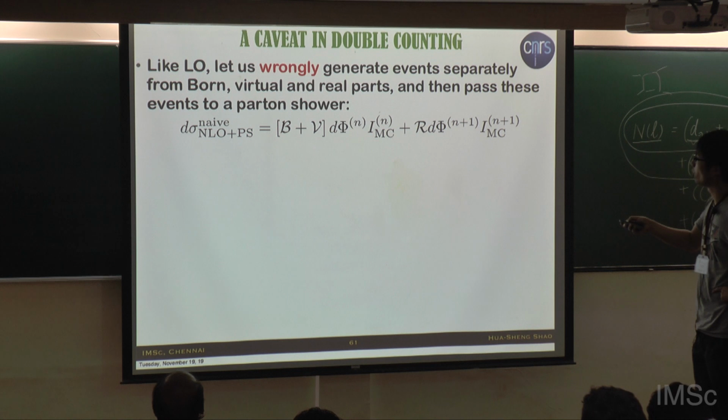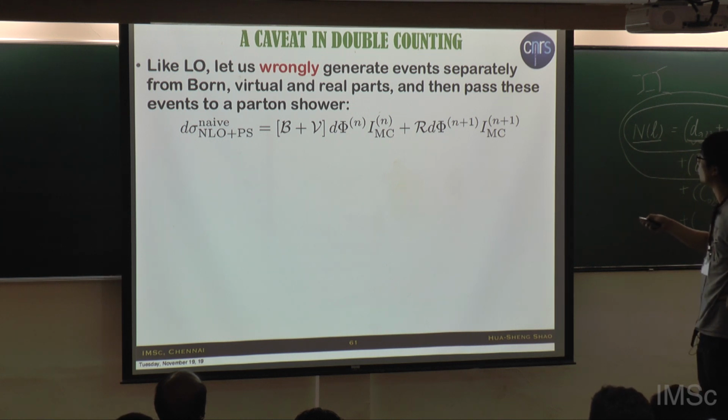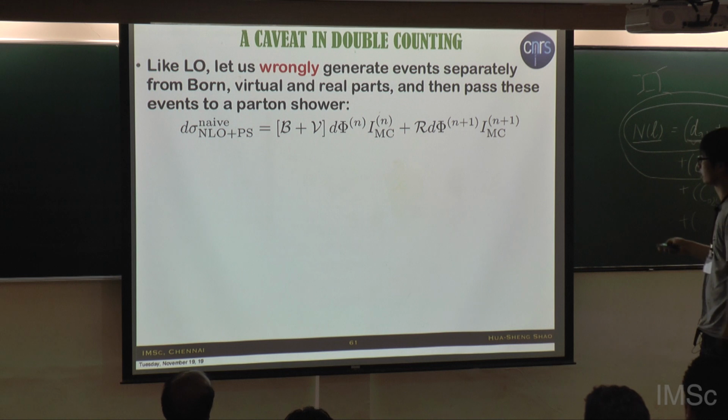So you have a Born, virtual, and then n-body phase space integration. You generate the matrix elements according to these. Imagine you can generate that, and then you do the parton shower with this parton shower operator on your n-body final state. And then, according to your real part, you generate the real n plus one body events, and do the parton shower again, okay?